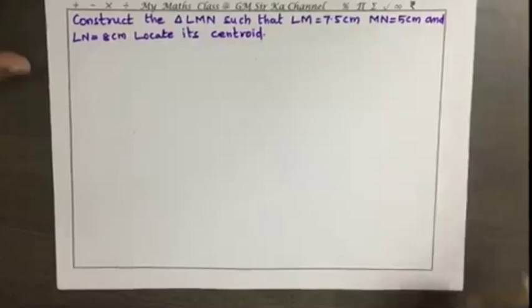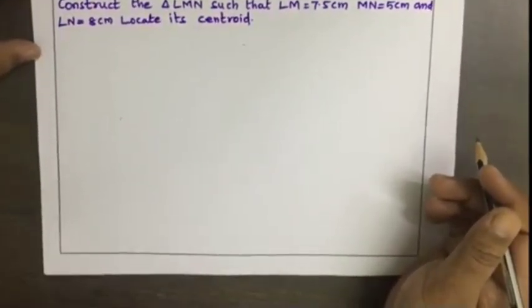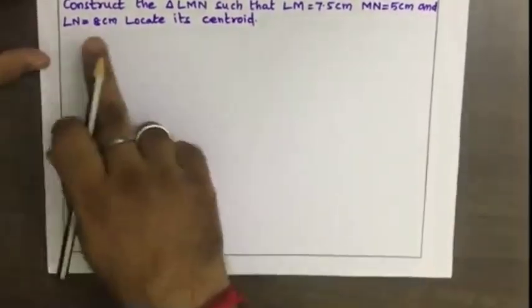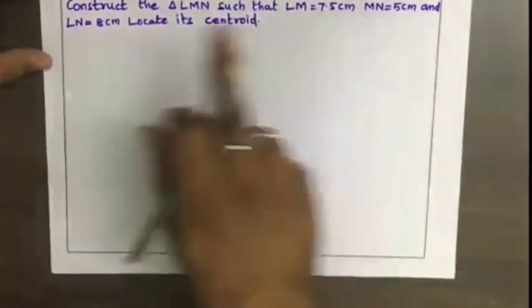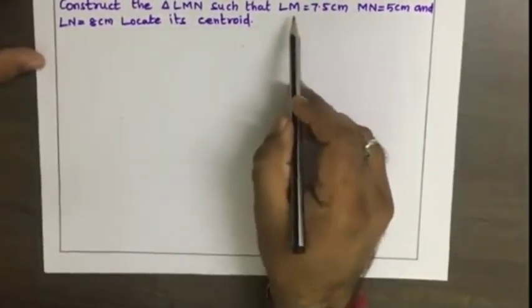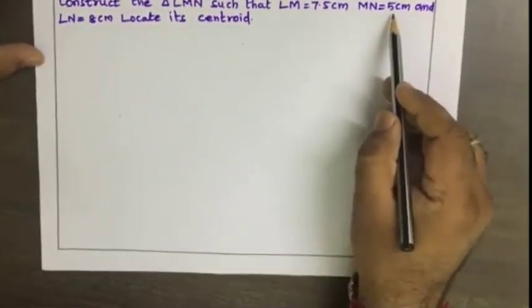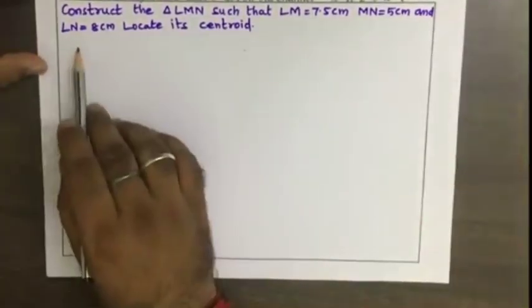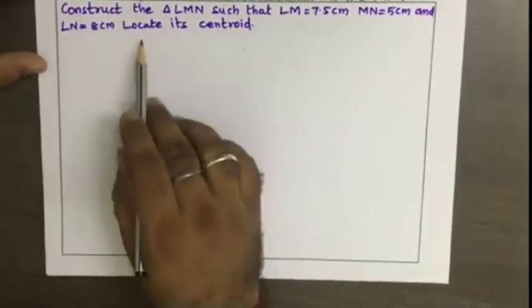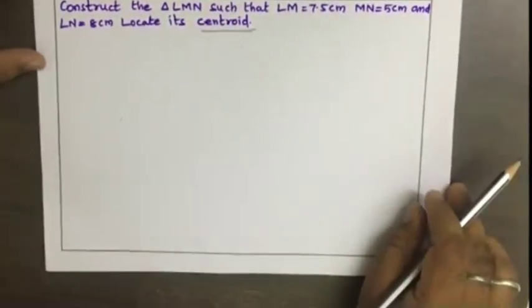Okay, next, exercise 4.5, the first question. Another example sum: construct the triangle LMN such that LM equal to 7.5 centimeter, MN equal to 5 centimeter, and LN equal to 8 centimeter. Locate its centroid.